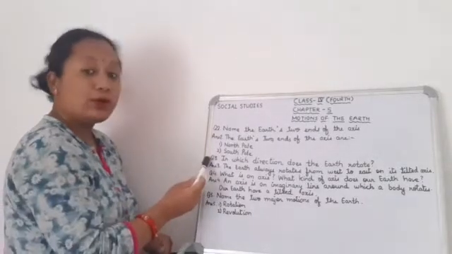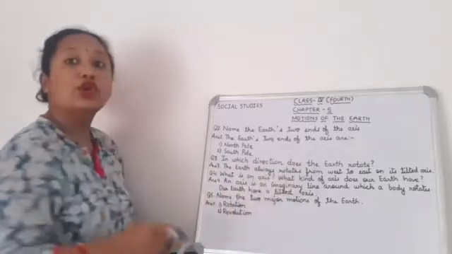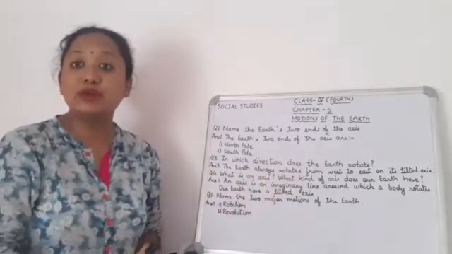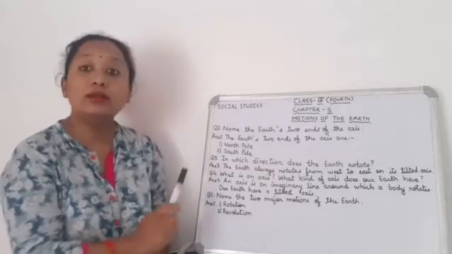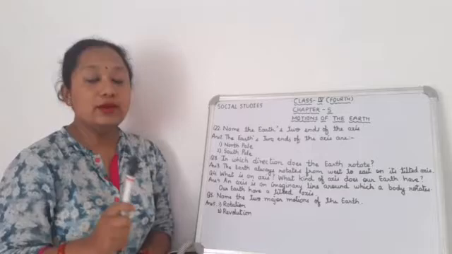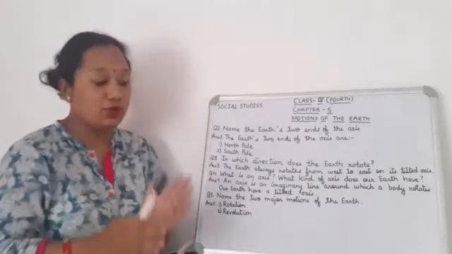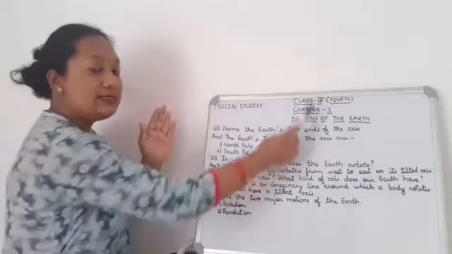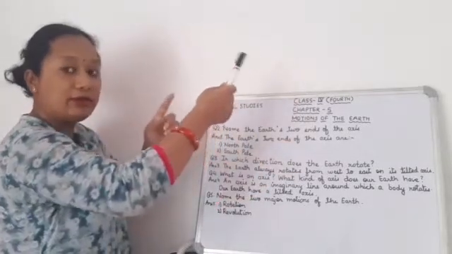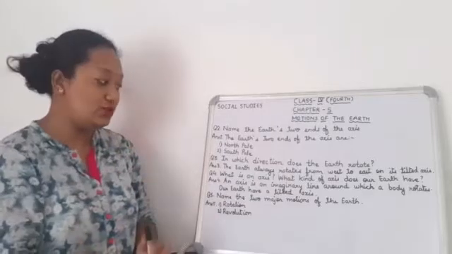Second question number 3 is, in which direction does the Earth rotate? I told you the Earth always rotates from west to east on its tilted axis. And the Earth's axis is always tilted, and it moves from west to east. Okay, it rotates from west to east.